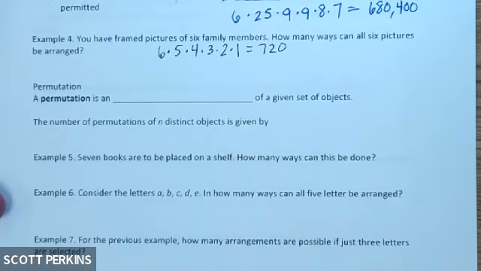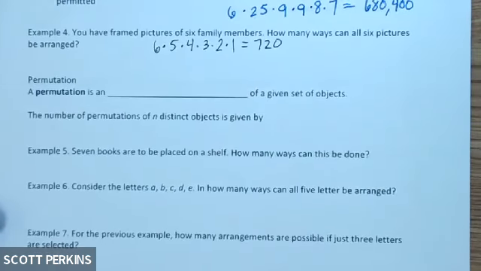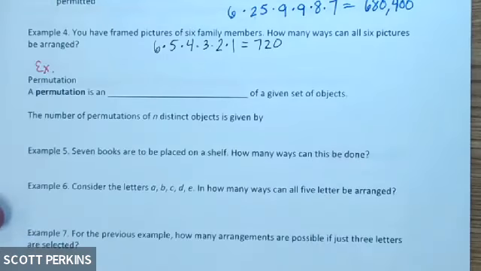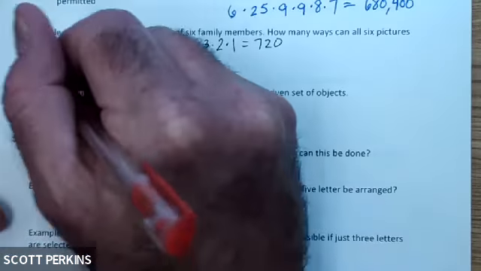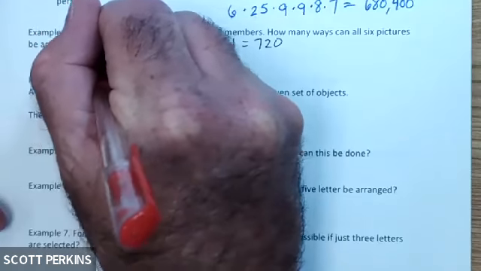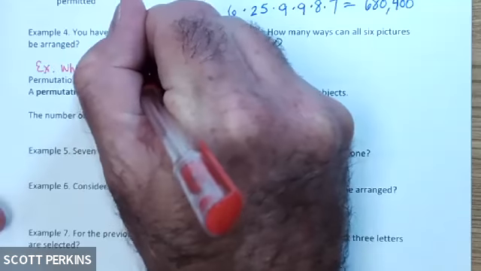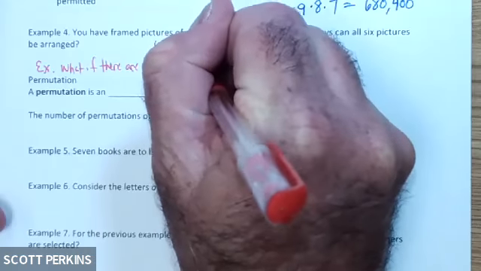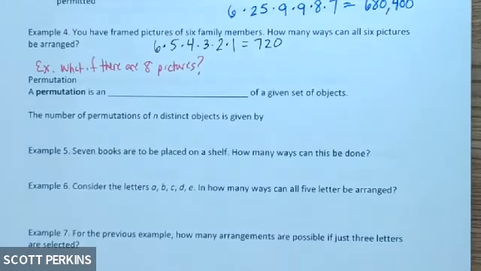720. Great. Just real quick before we define what we're talking about here and why this is significant, let's say I change that instead of 6 pictures. What if there's 8 pictures? Go ahead and just write that out for me, please. Just want to make sure we're clear on what's going on.